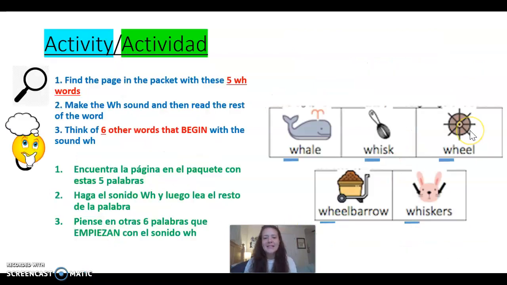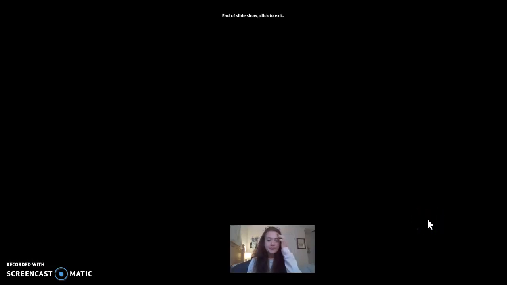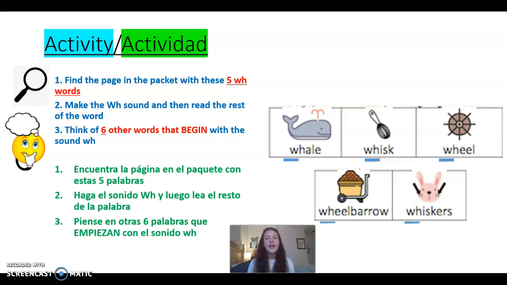Good job, guys. So today you're going to find the page in your packet with these 5 pictures. And all of these words have the w sound. So I want you to make the w sound and then finish reading each of these words. And then you are going to think of 6 other words that begin or start with the w sound.